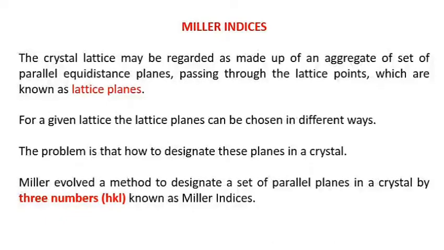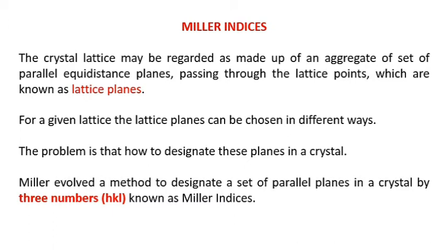Good morning, students. Today in this class we will study about Miller indices. In the earlier class we studied about Bravais lattices. In Bravais lattices there are two-dimensional Bravais lattices and three-dimensional Bravais lattices. In two-dimensional Bravais lattices there are 5 types. In three-dimensional Bravais lattices there are 14 types, that is 7 main systems, and among those 7 main systems there are 14 main structures. Now we will see about Miller indices.